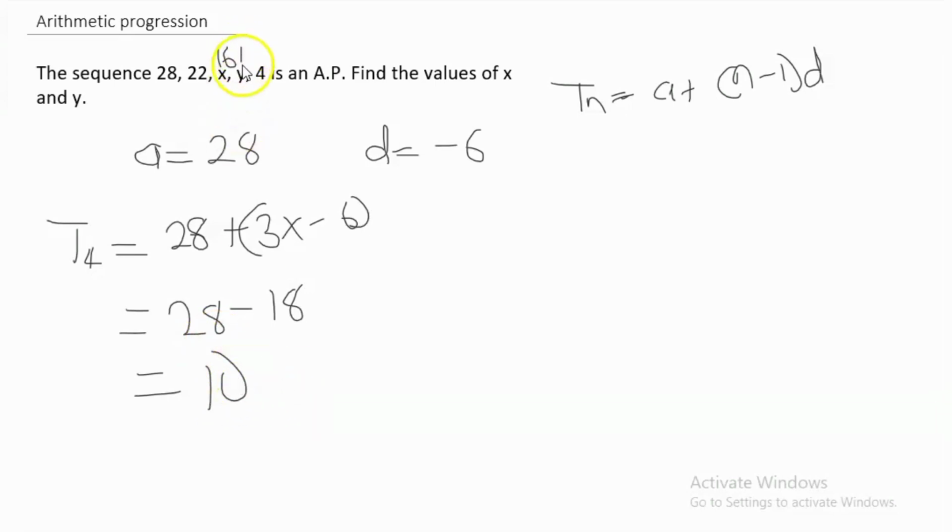So you can just try it. If you do 10 minus 16 rather, you're going to get negative 6. So it means that this is correct. So we have found the values of x and y. So we can say, therefore, y is equal to 10. So that's how you solve a question like this. Let's go over to the next question.